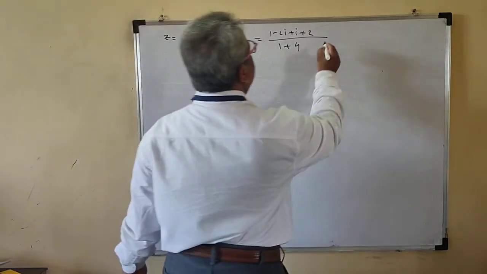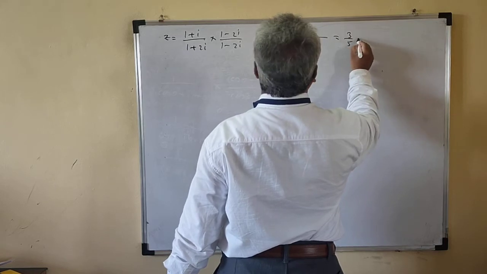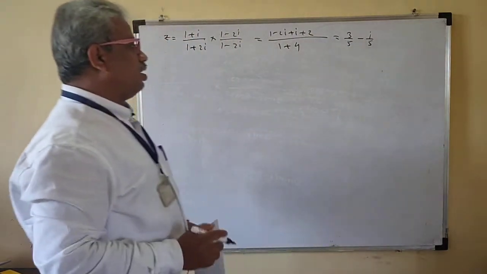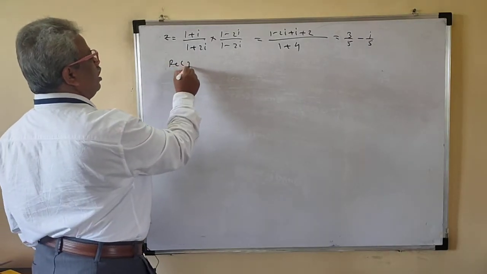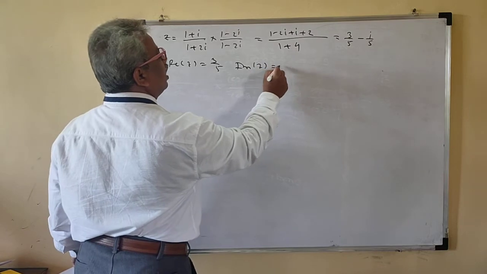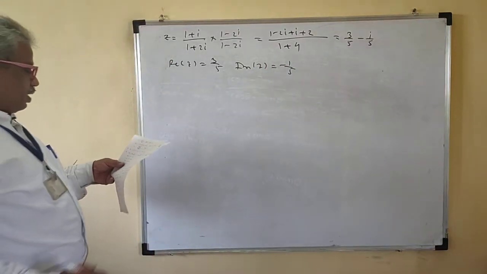So what is here then? This is not 3, so this is 3 by 5, so minus i by 5. Okay, so the real part of z is 3 by 5. The imaginary part of z is minus 1 by 5. Okay, in this way you can write.